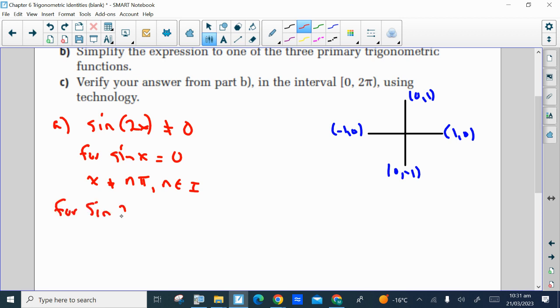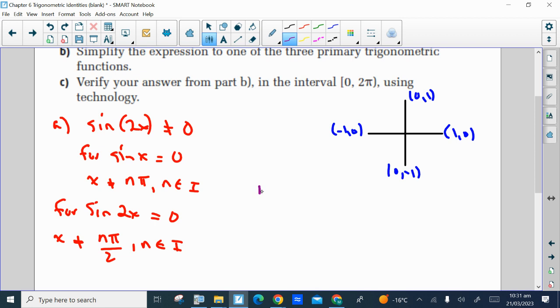So for sine 2x equaling 0, we would say x cannot equal n pi over 2, half of what they were before. The restrictions for when sine of x equals 0 are every multiple of pi. Then for sine 2x, that is a b value of 2, that causes a horizontal stretch by a half. Everything will be half of what it was before, including the restrictions. x cannot equal n pi over 2, where n is an element of integers. So there's our restrictions.